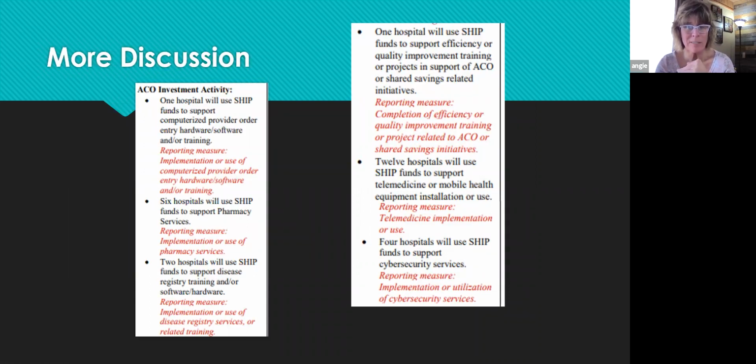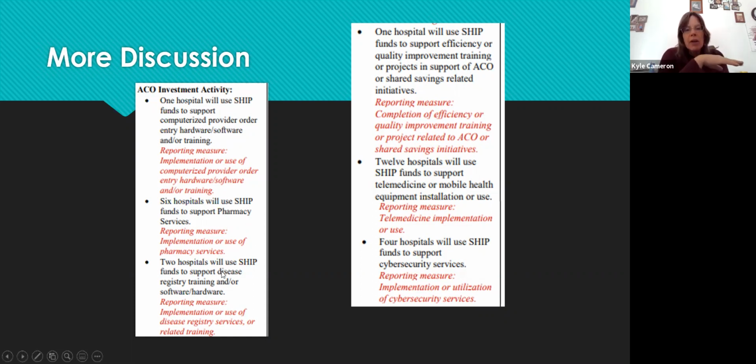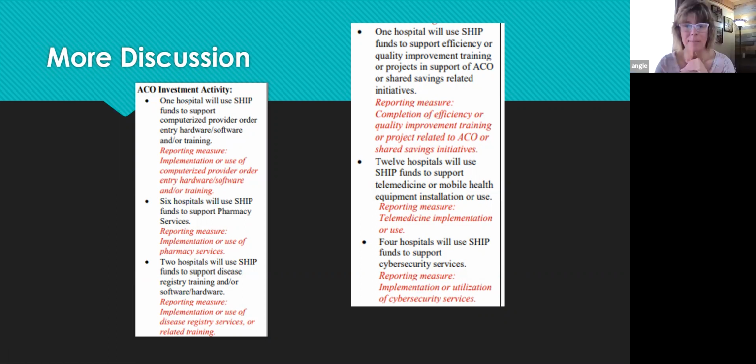All right, here's a couple more for us. These were the ACO investment activities. Only one selected doing the computerized provider order entry, or CPOE, physician order entry. Six used it for pharmacy services. Right, Angie? Yeah. So when I'm looking at this compared to what we looked at before, where it just said value-based purchasing or whatever, this one is more specific. They're going to use it for order entry, for pharmacy, for disease registry.